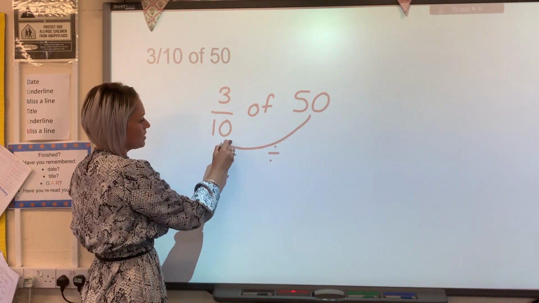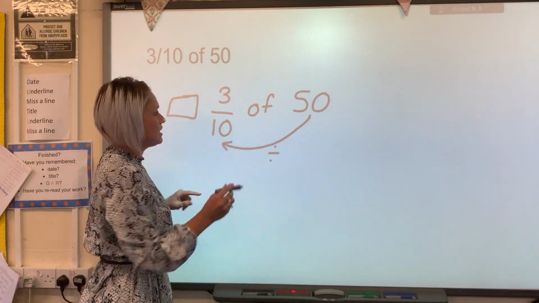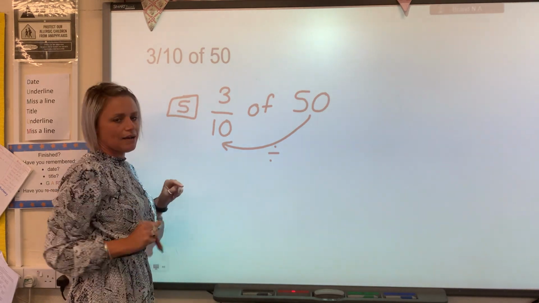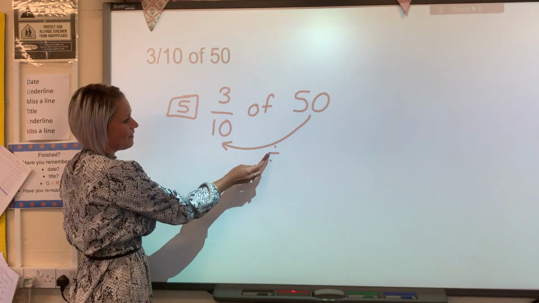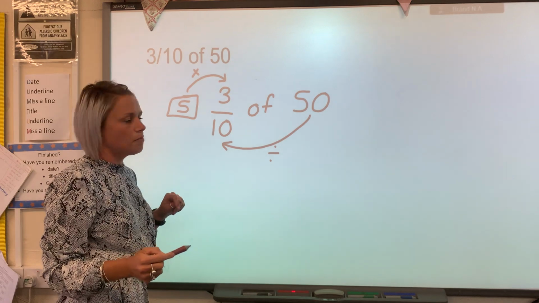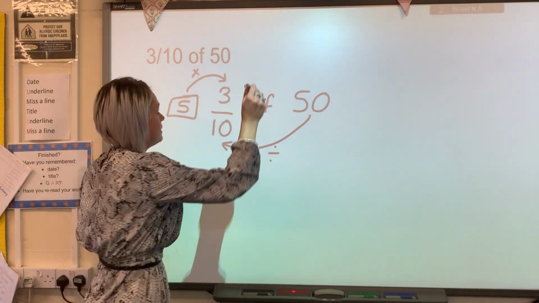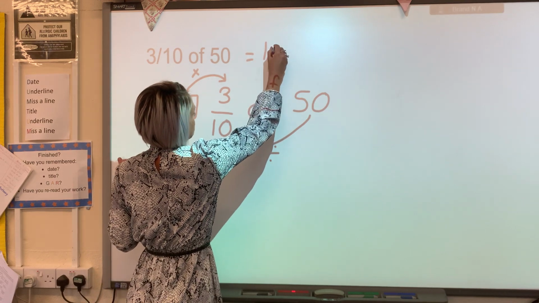So if you draw this on, then it might help you. So there's 5 lots of 10 in 50. So I'm going to put that in my little box at the side. So we'll divide first, then you've got to multiply by the top number. So 5 times 3, 5, 10, 15. That would be my answer.